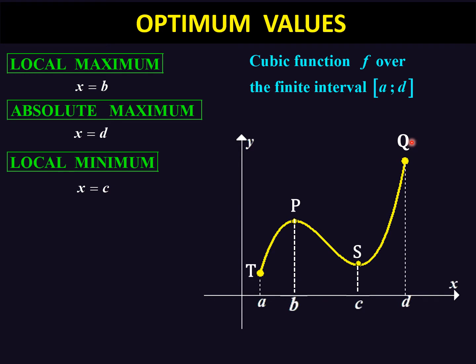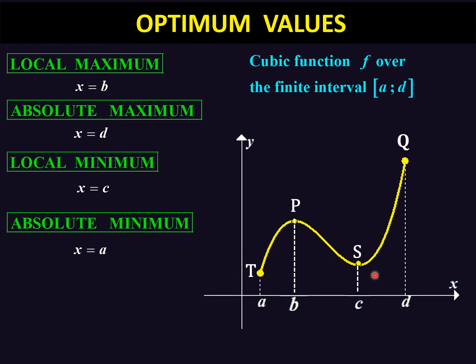Then there's another point here, and that point is point T. This is a local minimum. But you see at T here, we have output values which are less than that minimum. So T is actually the true minimum, or we also refer to it as, that's right, the absolute minimum. And that absolute minimum we get at the other endpoint of the interval, namely at x equal to a.